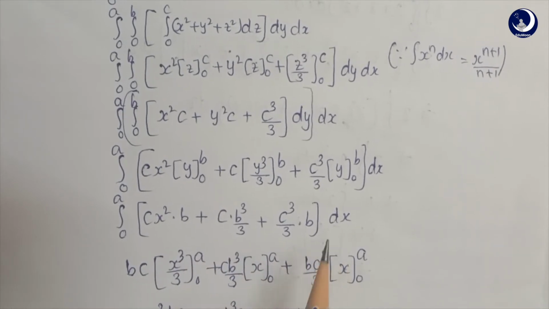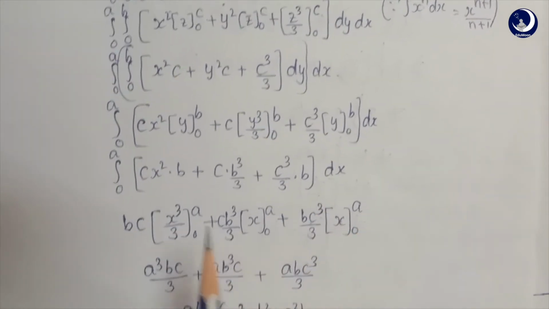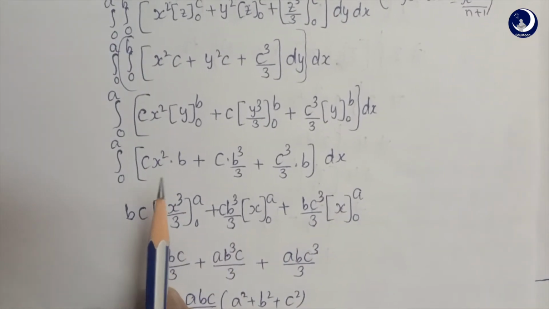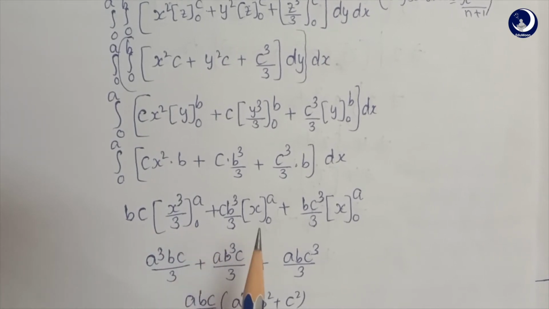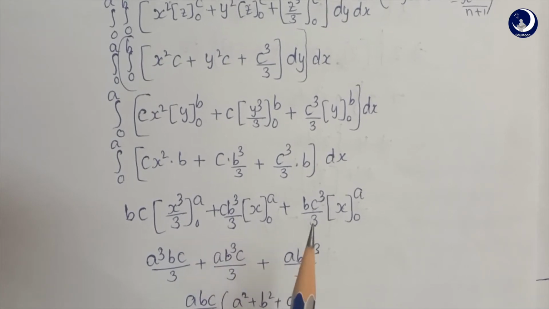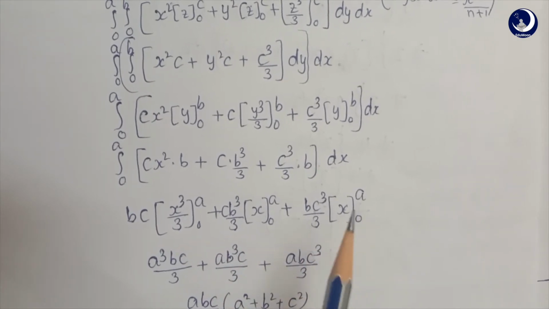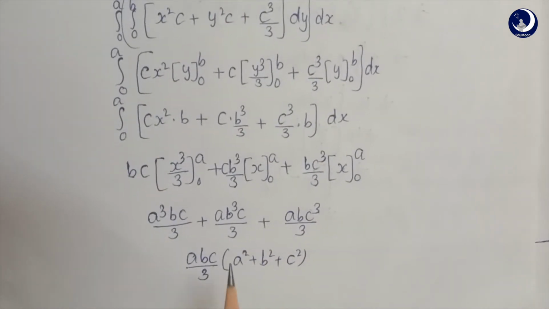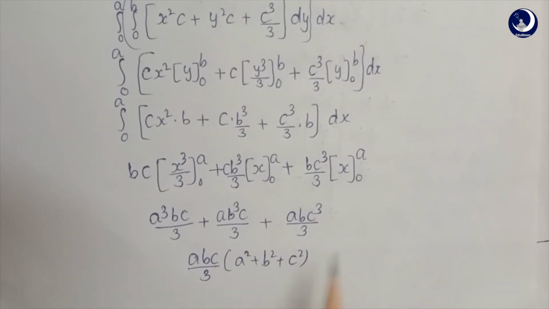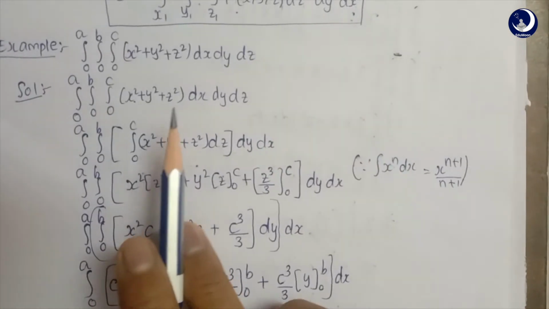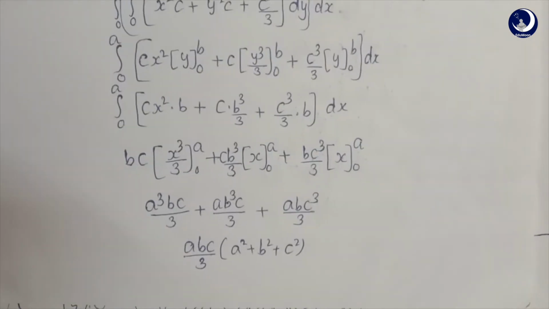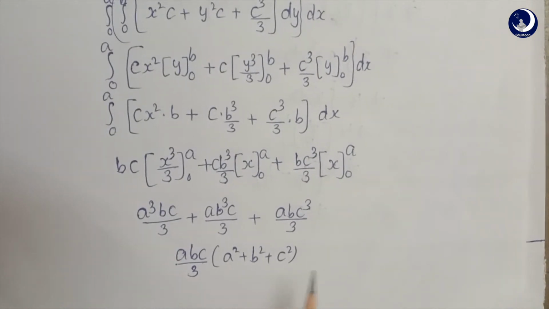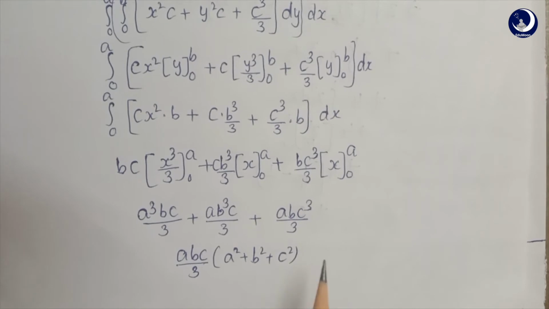Now finally we integrate with dx. Then we get bc into x cube by 3 from 0 to a plus c into b cube by 3 into x from 0 to a plus bc cube by 3 into x from 0 to a. By solving this, we get abc by 3 into a square plus b square plus c square. This is the final solution. If you integrate with either y or x first, the result will be the same. By giving constants, we can take any integration order, either x or y or z, and we get the same result.